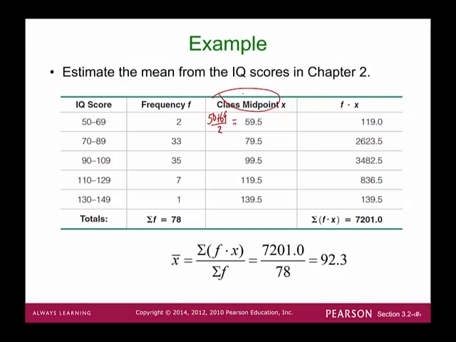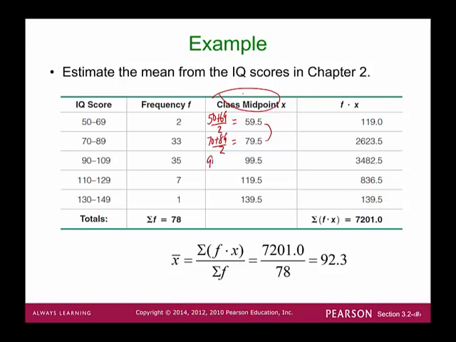So which is the same thing as 119 divided by 2, which becomes 59.5. And the same thing for the second one: you add 70 and 89 divided by 2, you get a midpoint of 79.5. Again, the increment is 20, so you add 20 to the previous one to get the next one. You can apply the pattern to all these class midpoints.